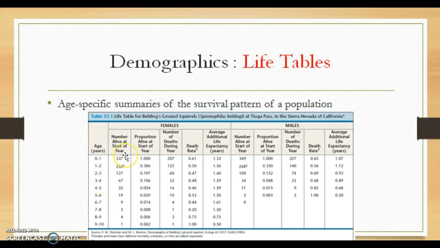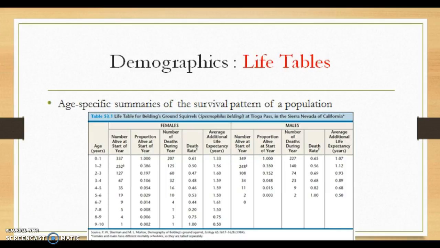So as you can see, the number of the cohort slowly decreases over the course of time, as does the number of deaths, conversely. It's actually decreasing because there's less individuals to be killed off. So we can look at demographics in one fashion, looking at age-specific summaries, and we'll look at a different form of a life table when we look at human populations near the end of this chapter.